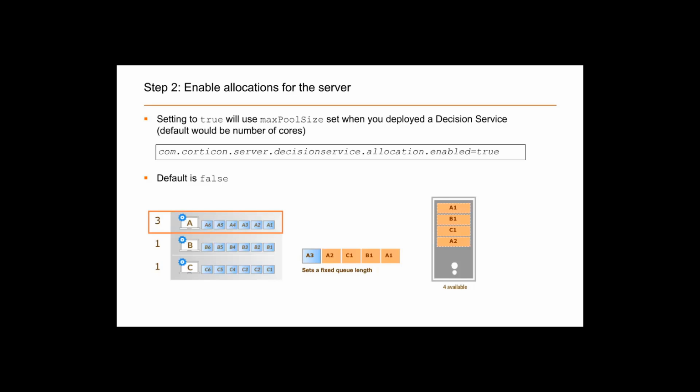By giving decision service A the max pool size of 3, you are giving one decision service a higher ratio of service. This is not a priority. It is just a change in the ratio in the queue.